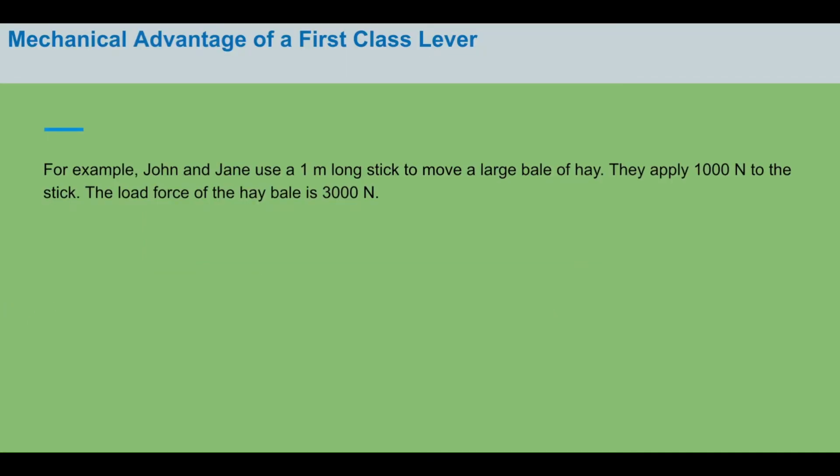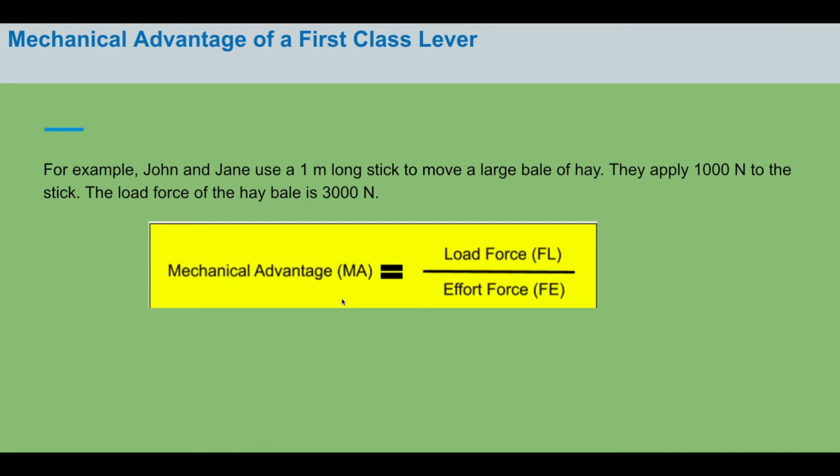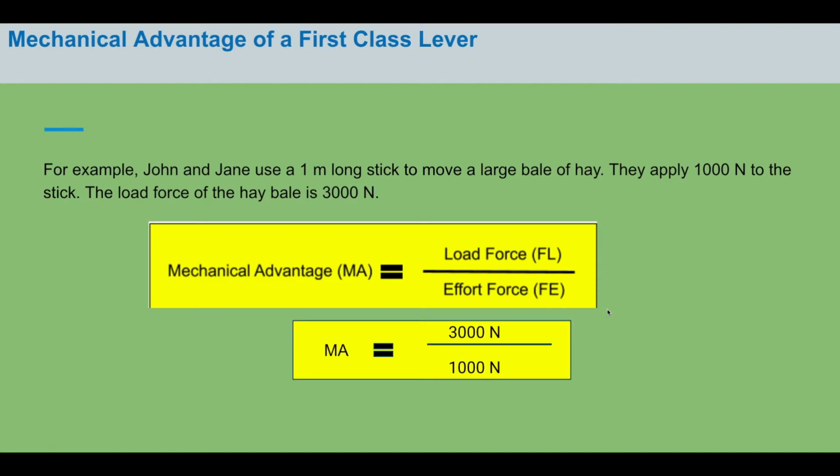Another example, if we're talking about first-class levers here. So for example, John and Jane use a 1 meter long stick to move a large bale of hay. They apply 1,000 newtons to the stick. The load force of the hay bale is 3,000. So the load force is going to be 3,000 and the effort force is 1,000.